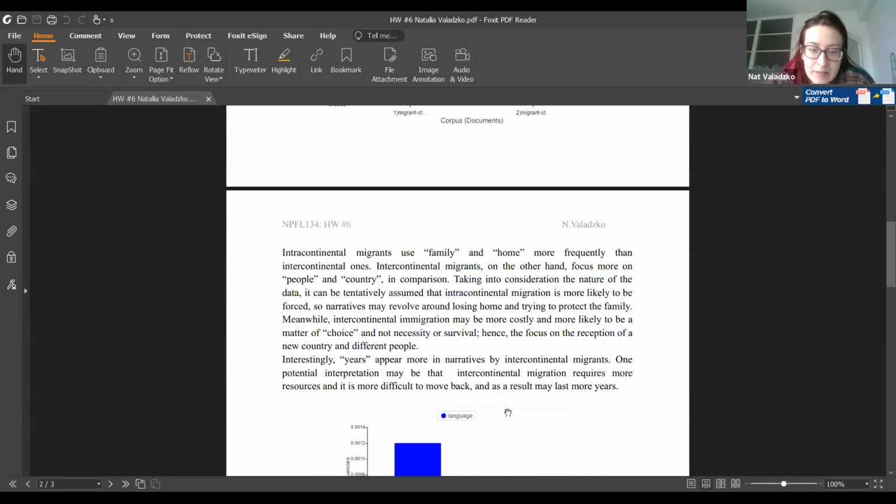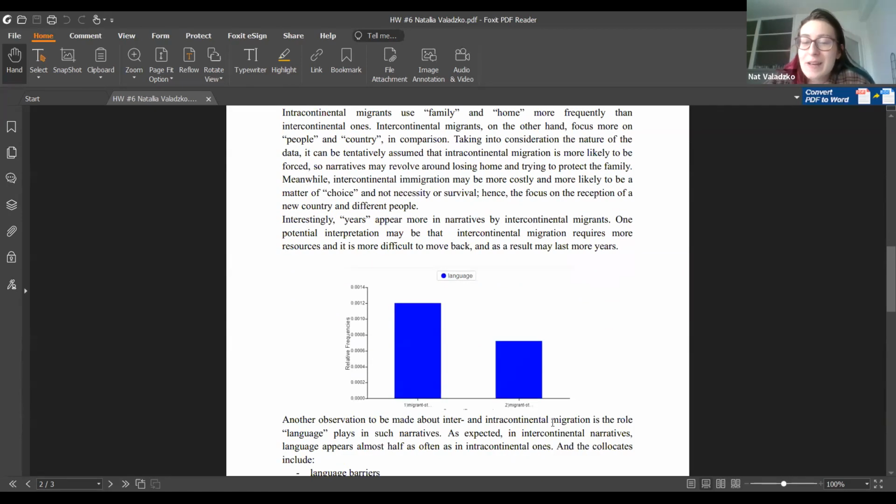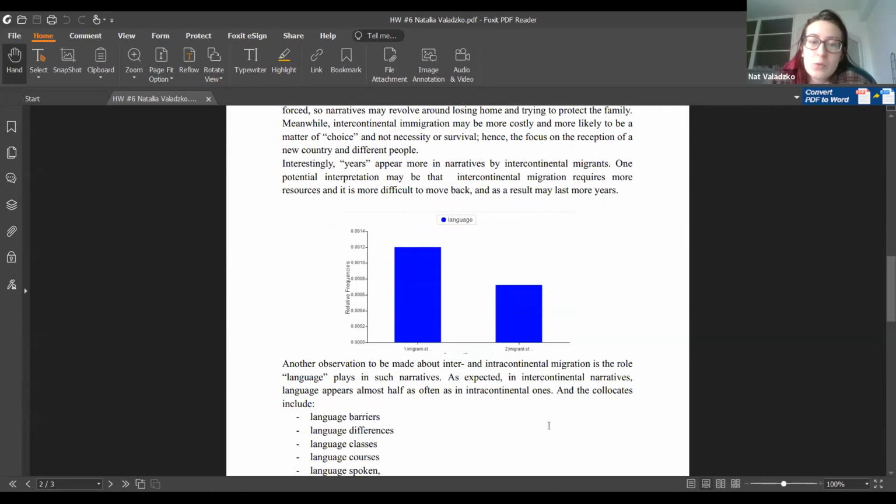And the last thing that I wanted to point out is also something quite obvious, but I wanted to check. I paid attention to language in those narratives, the inter and intra. And I proved my own hypothesis: indeed the intercontinental migrants use language way more often than intracontinental, for obvious reasons. So linguistic diversity can be seen right here. When you move to a different continent, you're more likely to have a different language.